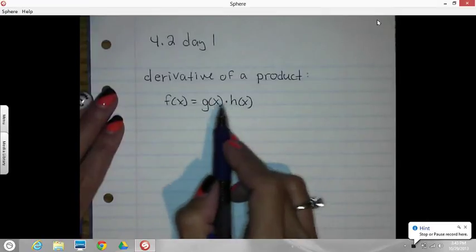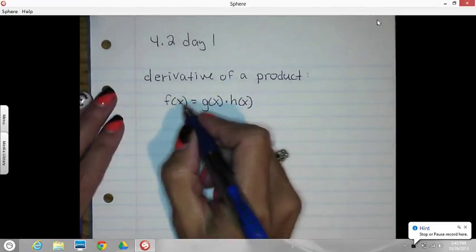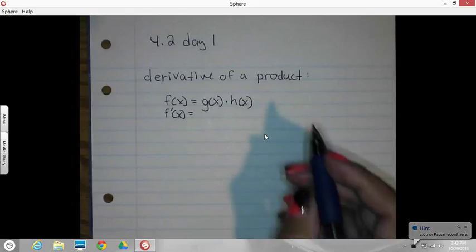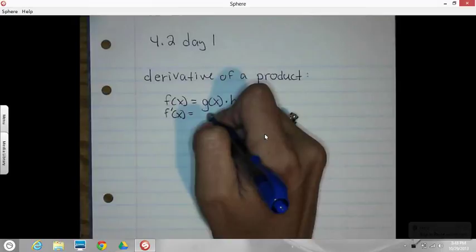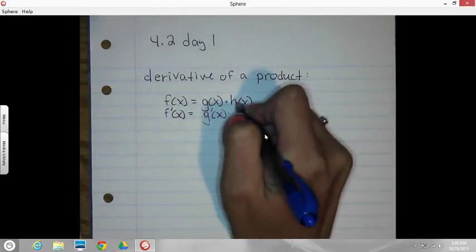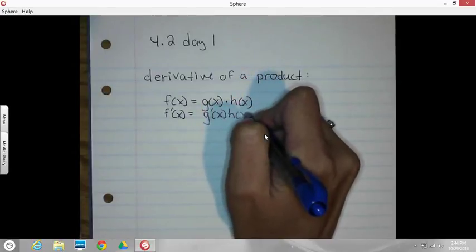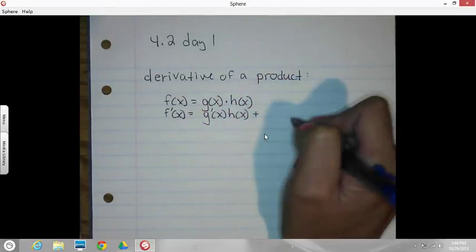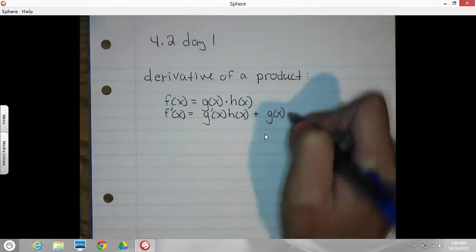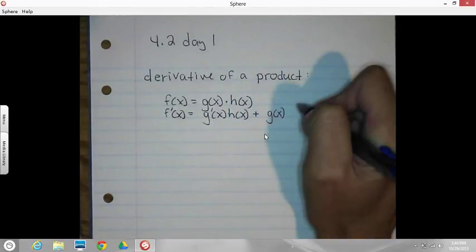If that's the case, then to do the derivative, what you need to do is you take the derivative of the first term, first function, multiply it by the second function, then you add to that the first function as it was originally times the derivative of the second function.